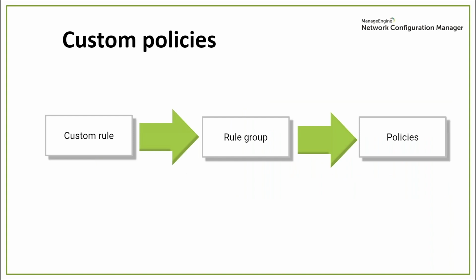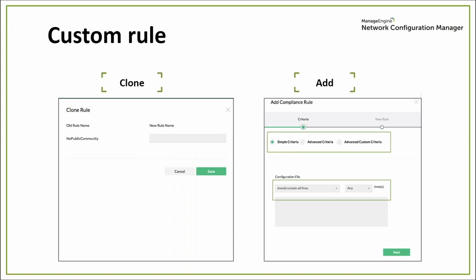So let me tell you how compliance works. For that, you have to create custom rules, group these rules into rule groups, and group these rule groups into policies. To create a custom rule, you can either clone an existing rule or add a rule from scratch. When you add a rule, you have to specify the criteria such as simple criteria, advanced criteria, and advanced custom criteria. These criteria are based on how the condition is set for each of these rules. Let us see every criteria in detail.